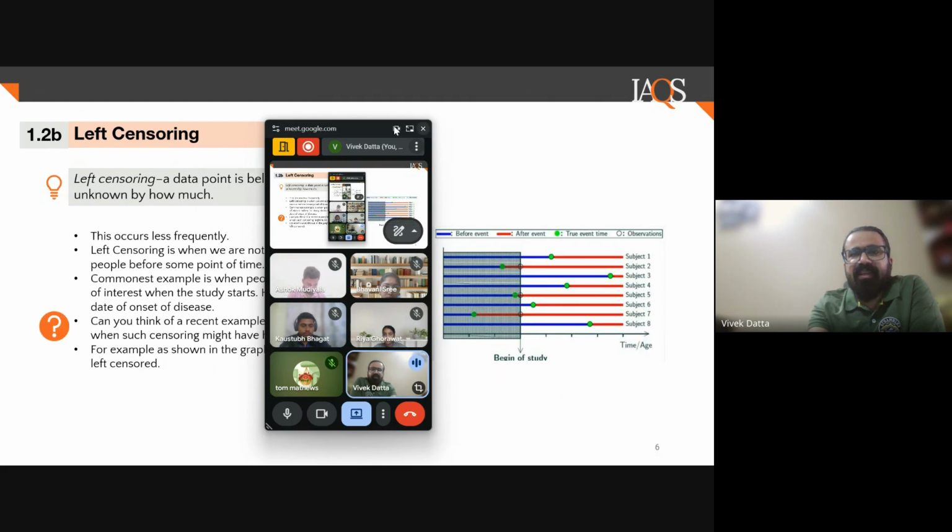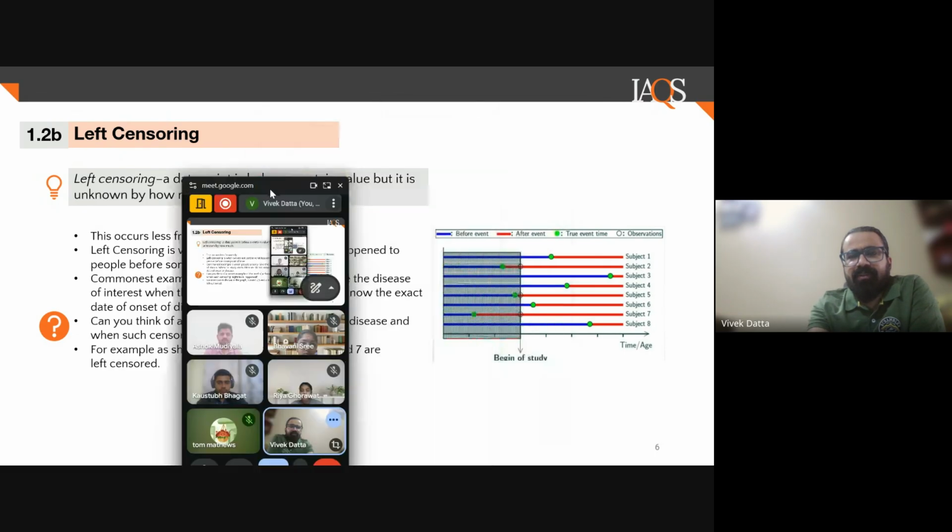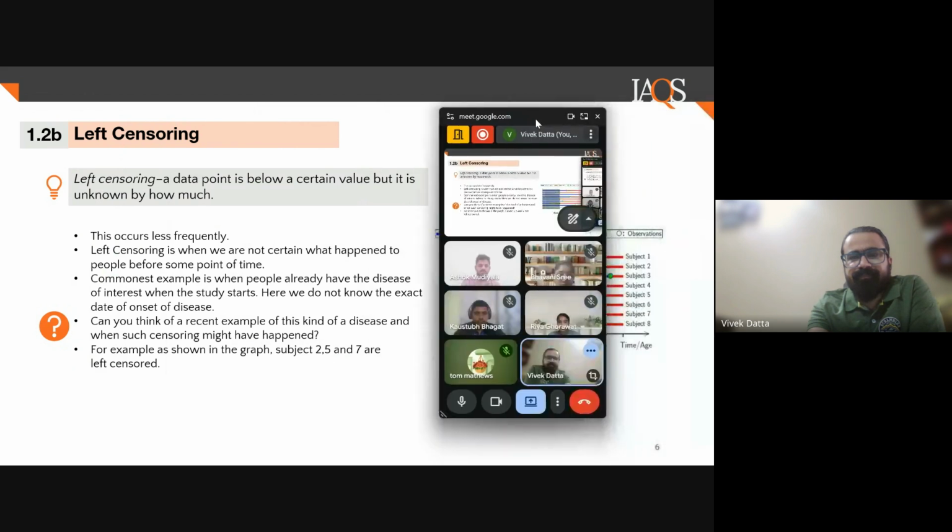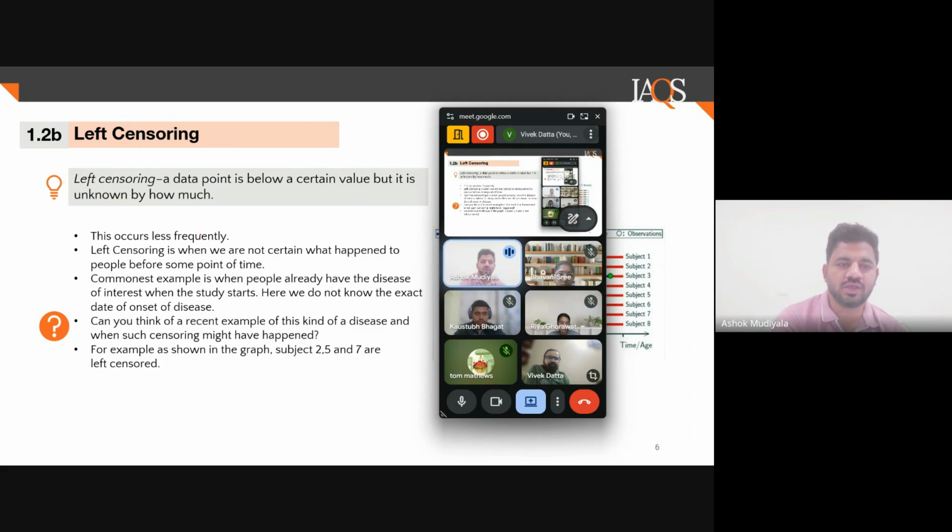Now, left censoring I already explained to you. It's a bit confusing, but continue reading. Left censoring: a data point is below a certain value, but it is unknown by how much. This occurs less frequently. Left censoring is when we are not certain what happened to people before some point of time. Commonest example is when people already have the disease of interest when the study starts. Here we do not know the exact date of onset of disease.